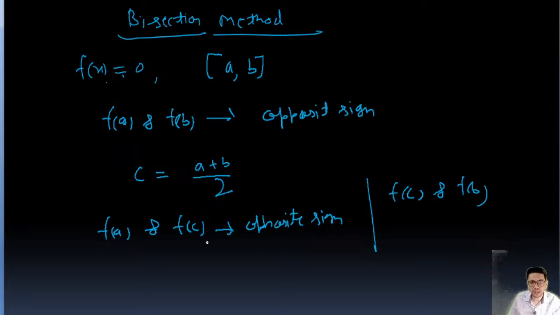Now we will find F(A) and F(C). If they are opposite sign, then the root will exist between them. If F(C) is of the same sign, then we'll check F(C) and F(B), and if they are of opposite sign, then the root will exist between them, means between C and B. If F(A) and F(C) are opposite sign, then the root will exist between A and C.